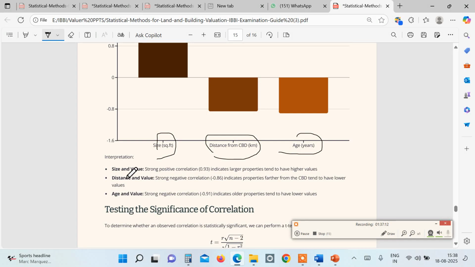Size and value: strong positive correlation of 0.93 indicates larger properties tend to have higher values. Distance and value: strong negative correlation of minus 0.86 indicates properties farther from the central business district tend to have lower value. Age and value: a strong negative coefficient indicates older properties tend to have lower values. See here.